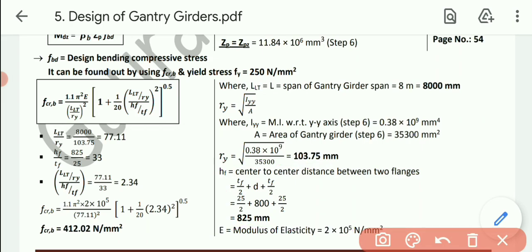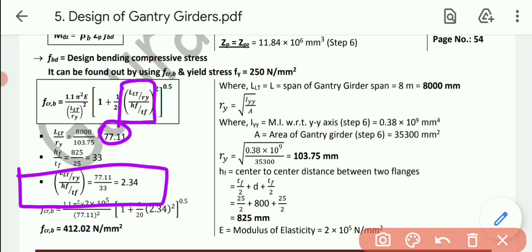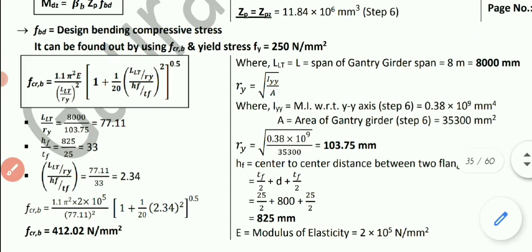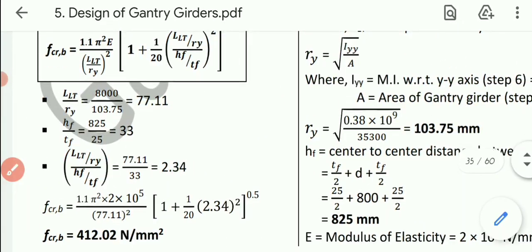Now TF, we already have the thickness of flange 25, so let's calculate the ratio HF by TF. 825 by 25, the answer is 33. So now let's calculate this ratio also, LLT by Ry divided by HF by TF. 77.11 divided by 33, so ultimately I will get the ratio 2.34. Once we get this ratio, now let's put down all the values in this formula.